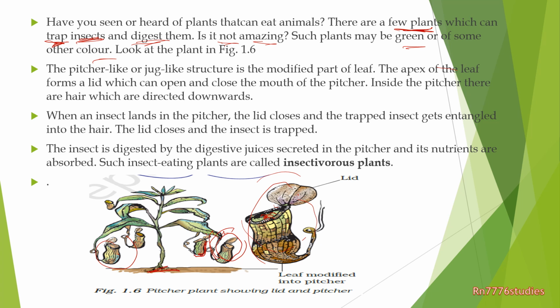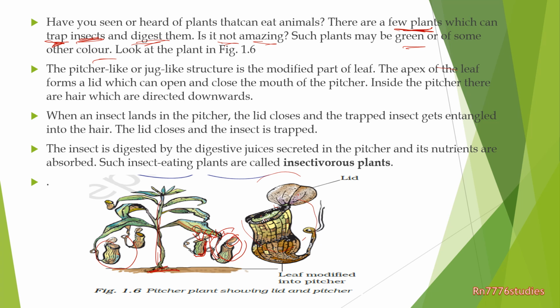The apex of the leaf forms a lid which can open and close the mouth of the pitcher. This is basically a pitcher plant. This is a part of a leaf. Inside the pitcher, there are hairs which are directed downwards. That means if the insect sits here, there are small hair-like structures here.